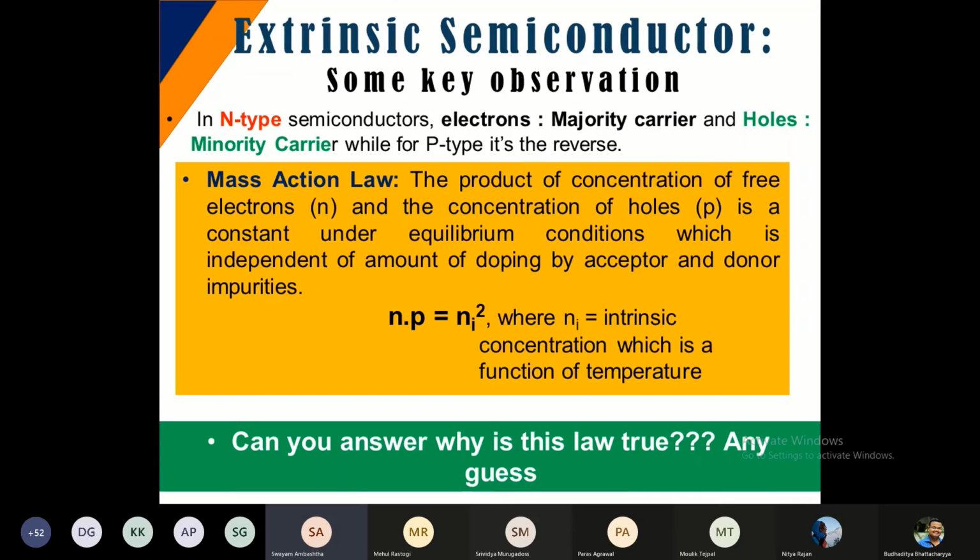May I? Sure, introduce yourself and go ahead. Yes, sir. Sir, one guess that I can take is that the number of electrons exiting its position is equal to the number of holes that are being created. Absolutely, correct. So that is a constant measure for these two, and so the product is also constant. If it's an N-type where more free electrons are there, don't you think that the more electrons will generate more holes also?